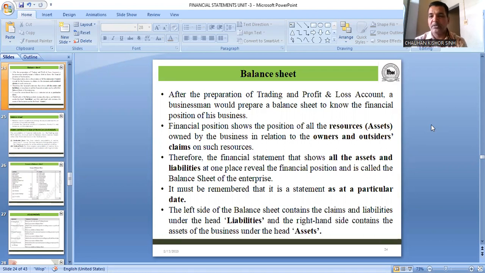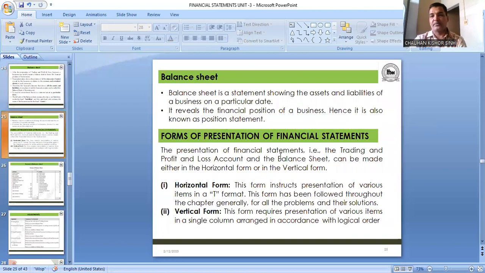Okay, we are running business, so definitely we must be having different assets like land, building, plant, machinery, cash balance, bank balance. All the assets are known as resources and they are recorded on the asset side of the balance sheet. So now we will understand preparation of the balance sheet. Let us see what is balance sheet.